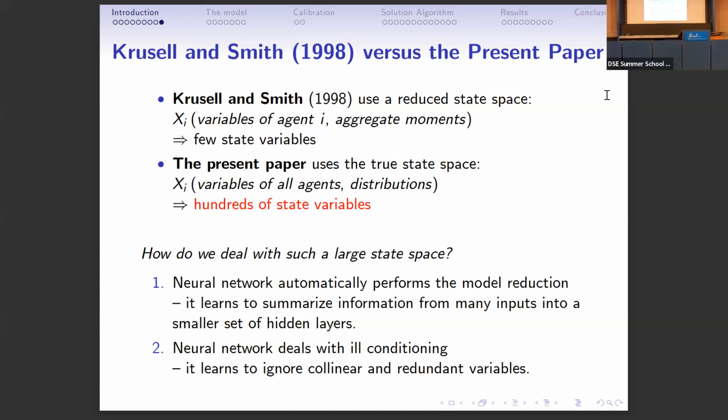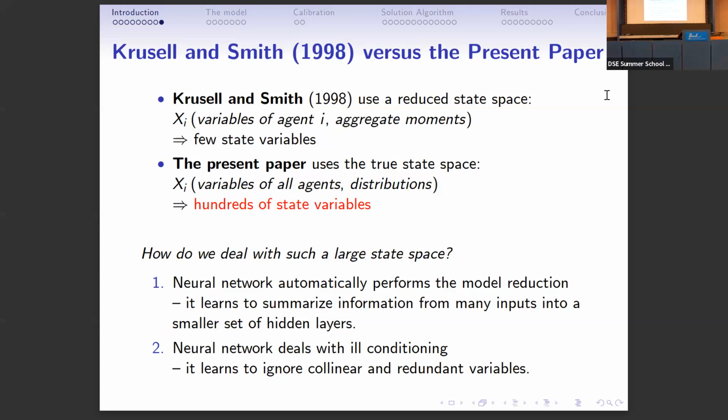And as a result, you might imagine that it leads to multicollinearity in the regression, right? Luckily, a neural network deals well with ill conditioning by ignoring collinear and redundant variables. So the fact that we add variables of the same agent two times does not break the iteration procedure.